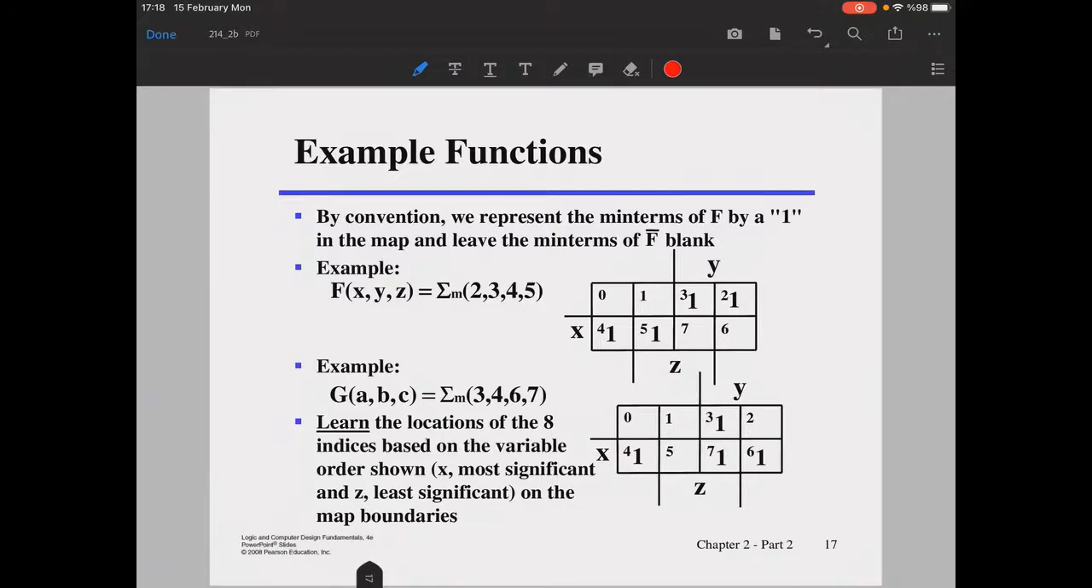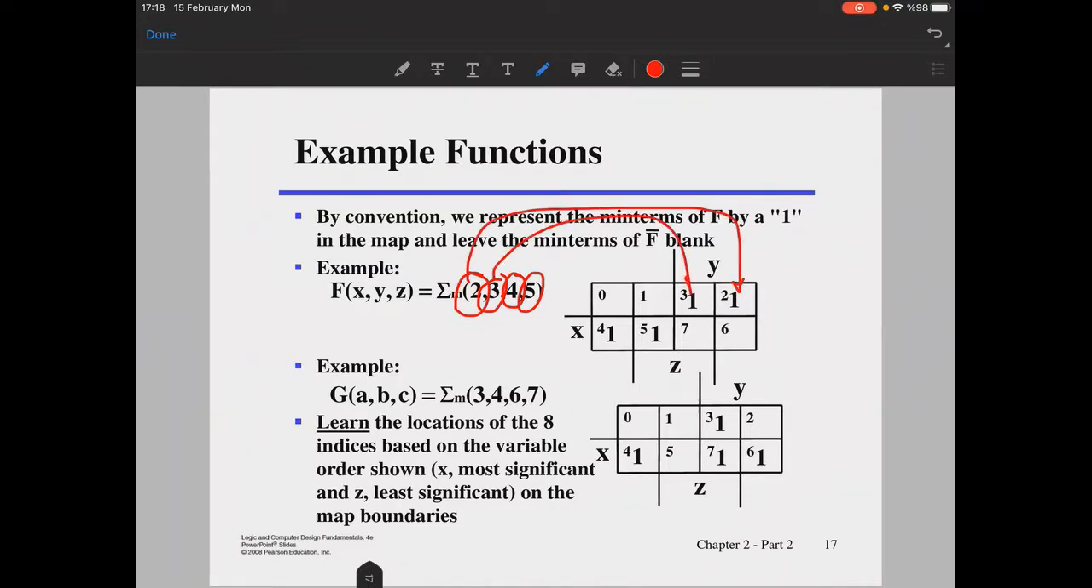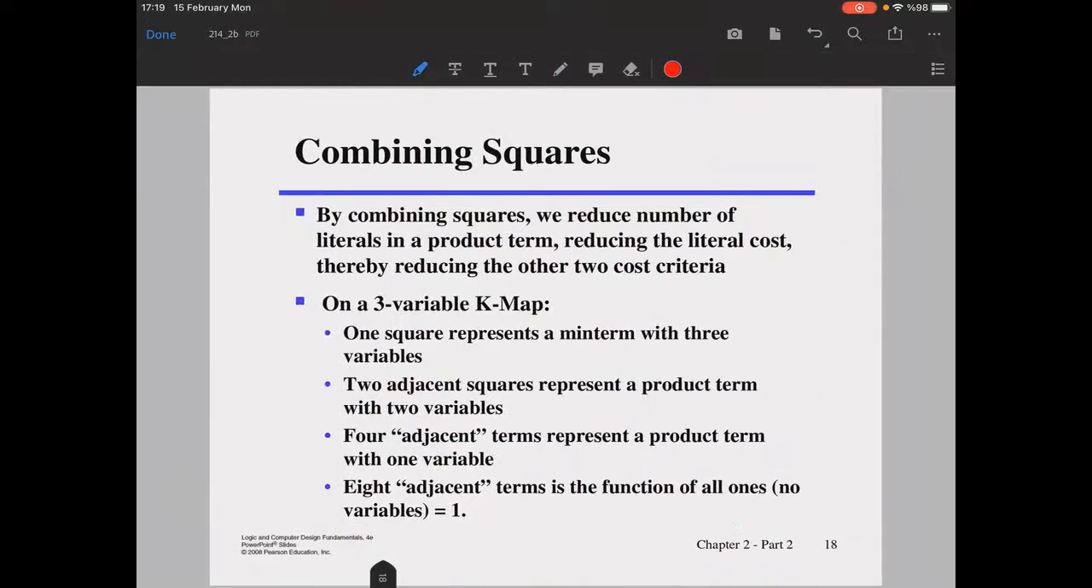So let's take a look at some examples here. Look at this one. This is how we place them. Sum of minterms 3, 2, 4, and 5 here. Your 2 is right here, 3, and 4, and 5. You place them in their location. What about the others? They're zeros. We don't put them, no need since we're working with minterms only. The remaining ones will be automatically zeros. Your 3 is here, 4 is here, 6 is here, and 7 is here. That's the idea, to put them in their locations.